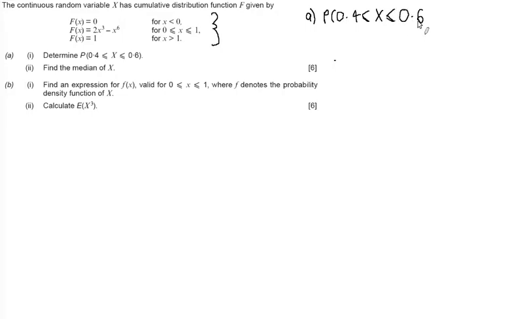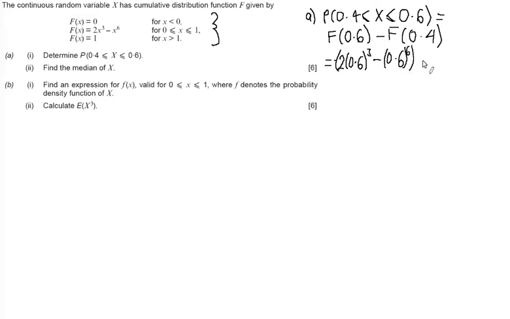Remember that when we're dealing with a cumulative distribution function, capital F of x, we can calculate the probability directly. What we want to do is find the probability of x being less than or equal to 0.6, and then take away the probability of x being less than or equal to 0.4. So when we work through this, we're going to substitute in 2 lots of 0.6 cubed minus 0.6 to the power of 6, and then subtract the result from doing 2 lots of 0.4 cubed minus 0.4 to the power of 6.